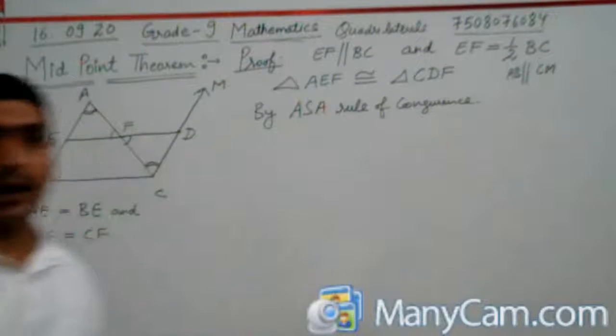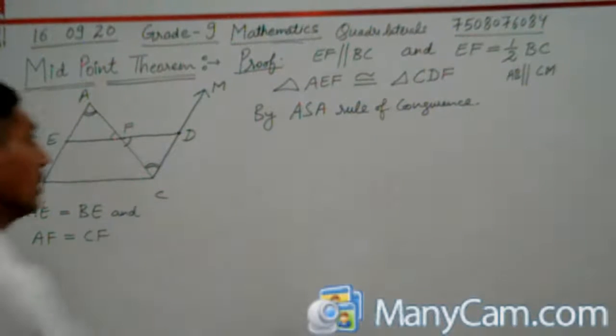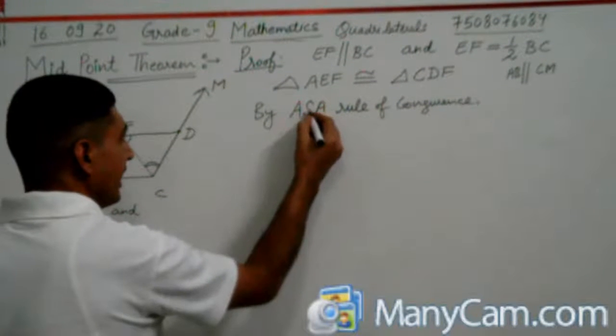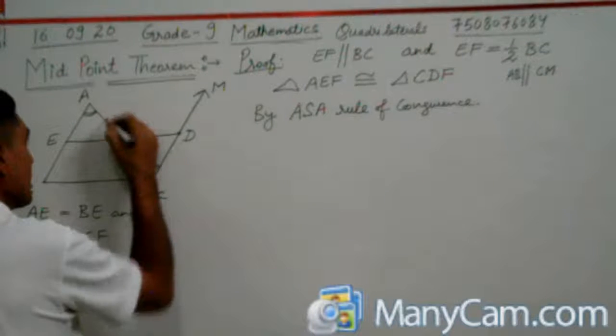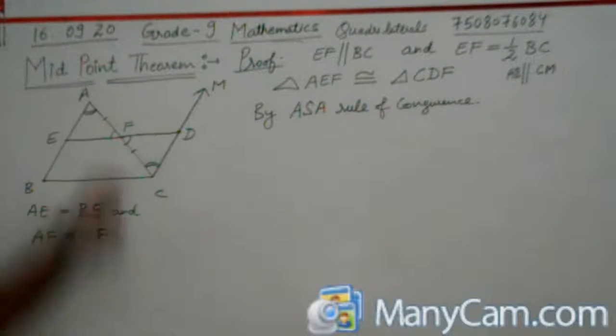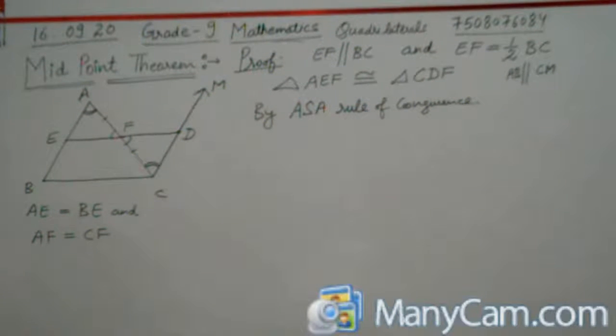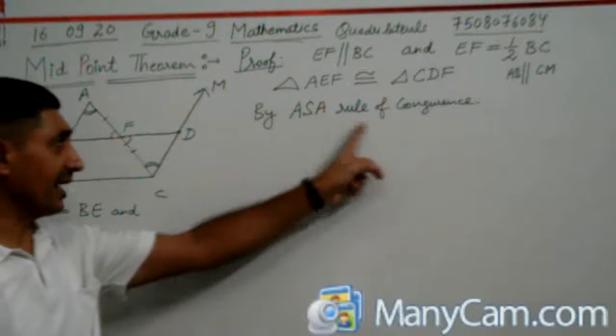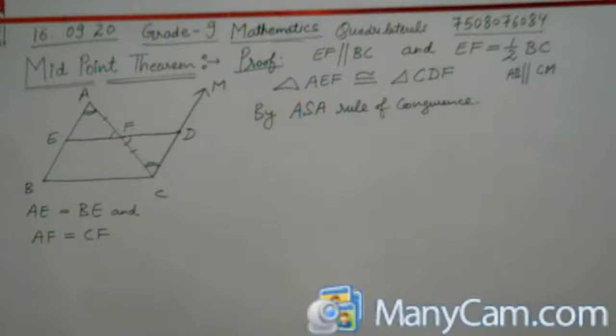Right? By angle side angle rule. Angle, this is the side, right? Because F is the midpoint of AC also. So by angle side angle rule of congruence, these two triangles are what? They are congruent.